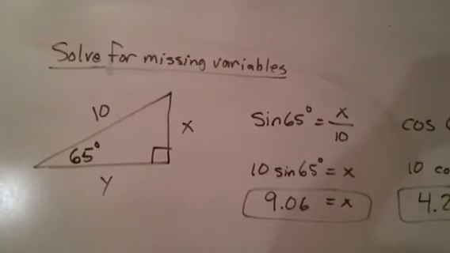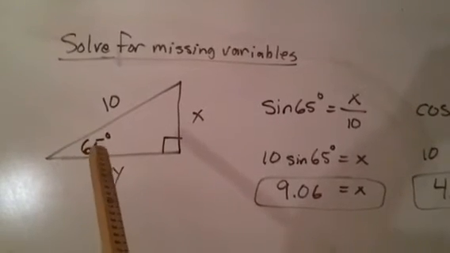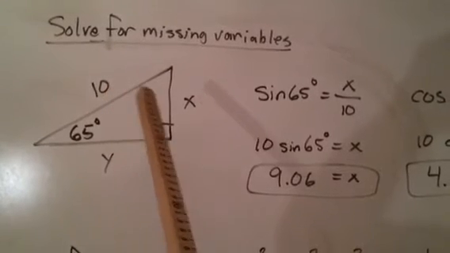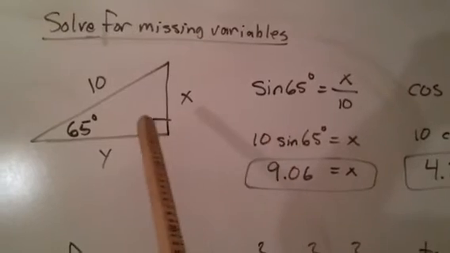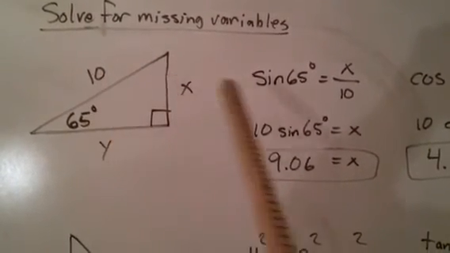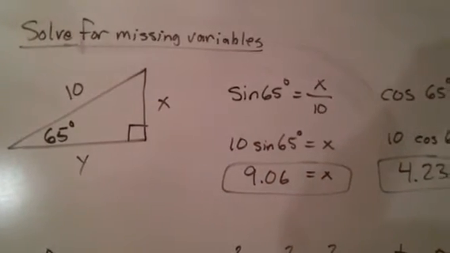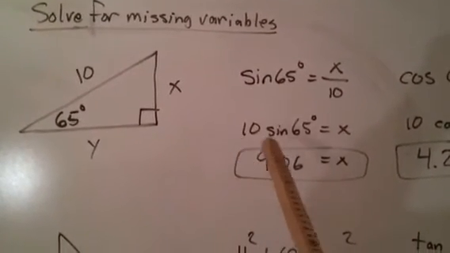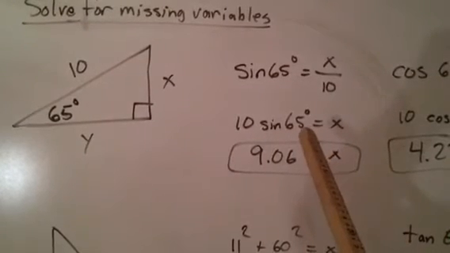For this problem, we need to solve for x and y, the missing variables. Given this angle, to find x, I know the hypotenuse. I'm looking for the opposite side, so I'm going to use sine. The sine of 65 degrees is equal to opposite over hypotenuse. And thus I can set up sine of 65 is equal to x over 10. We're going to multiply both sides by 10. That gives me 10 sine 65. Make sure your calculator is in degree mode.